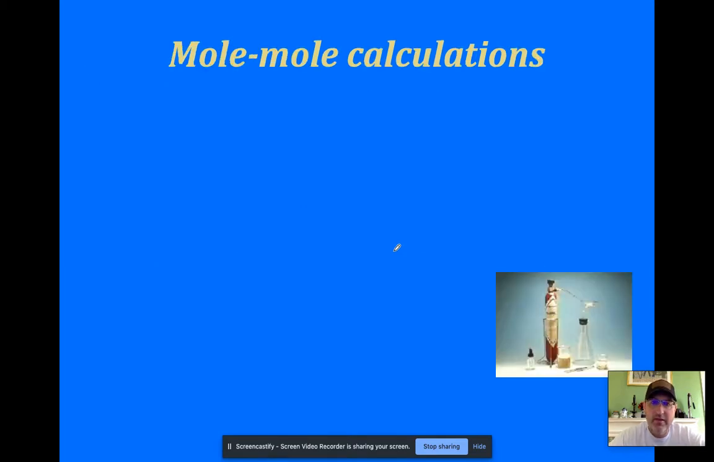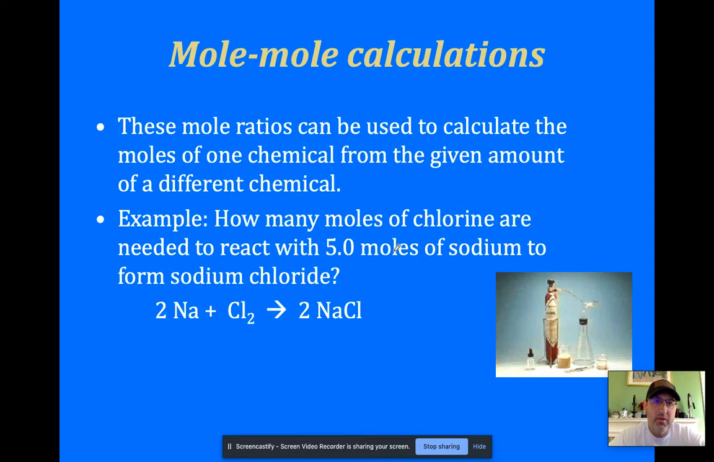Okay, so this first question here, this isn't on your note guide. You can just follow along, and then we're going to do 2 examples to wrap up. The mole ratio can be used to calculate the moles of one chemical from a given amount of a different chemical. So here's an example problem. How many moles of chlorine are needed to react with 5 moles of sodium to form sodium chloride? Here's the balanced equation from that. Sometimes you have to write these.